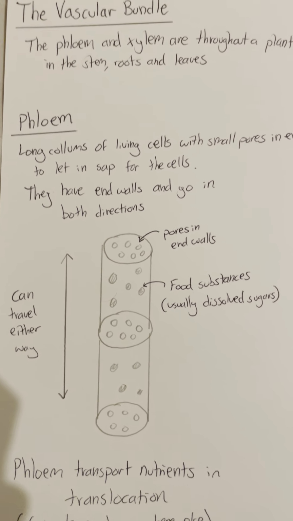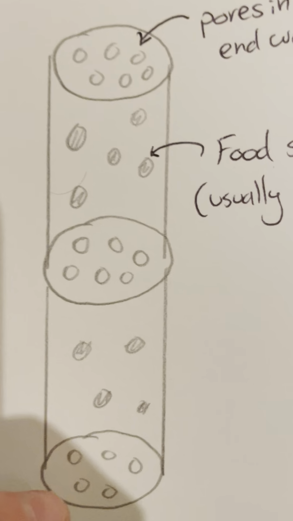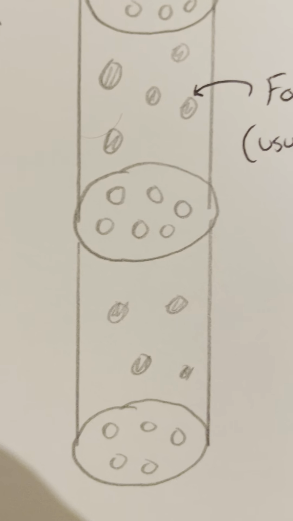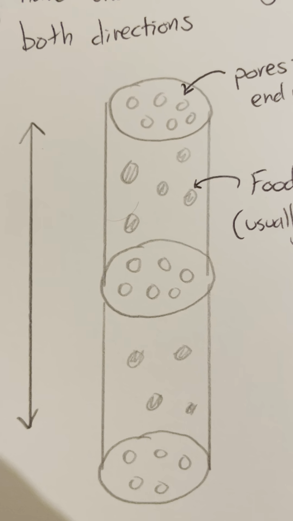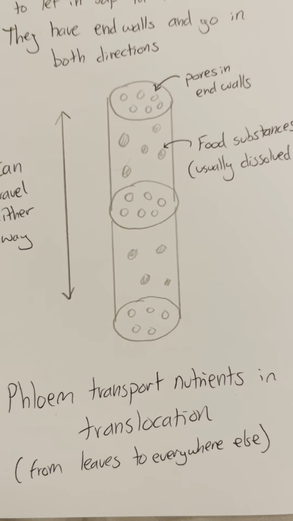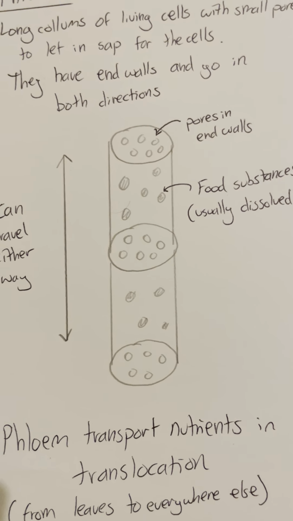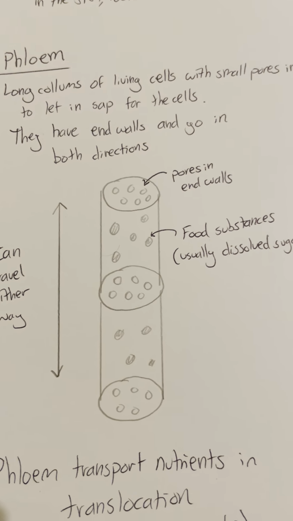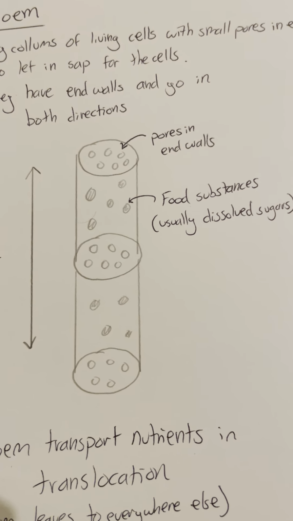The phloem is long columns of living cells with small pores in the end walls between the cells, and that's to let stuff through. Specifically cell sap, usually. They are multi-directional, so they go both ways. So you have your food substances in those because the phloem transports nutrients, and that process is called translocation. Your nutrients are either your minerals from your roots or your glucose from photosynthesis in the leaves, and they go up and down in the phloem, and that's translocation.